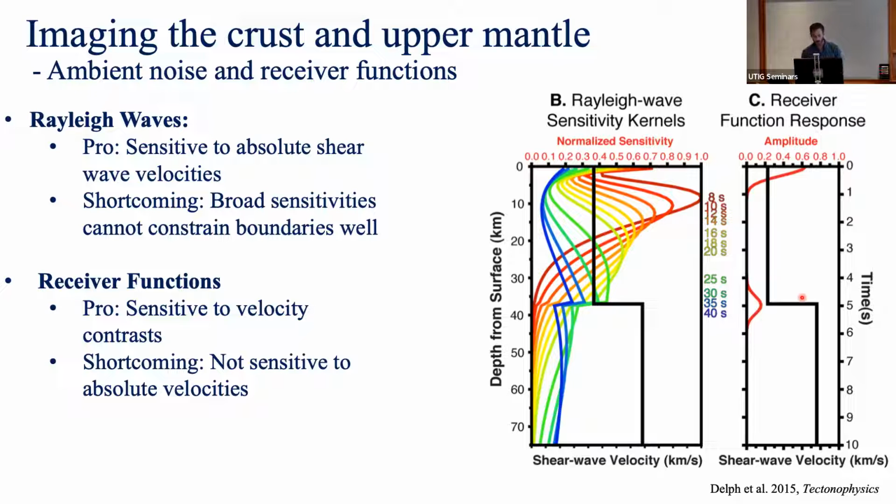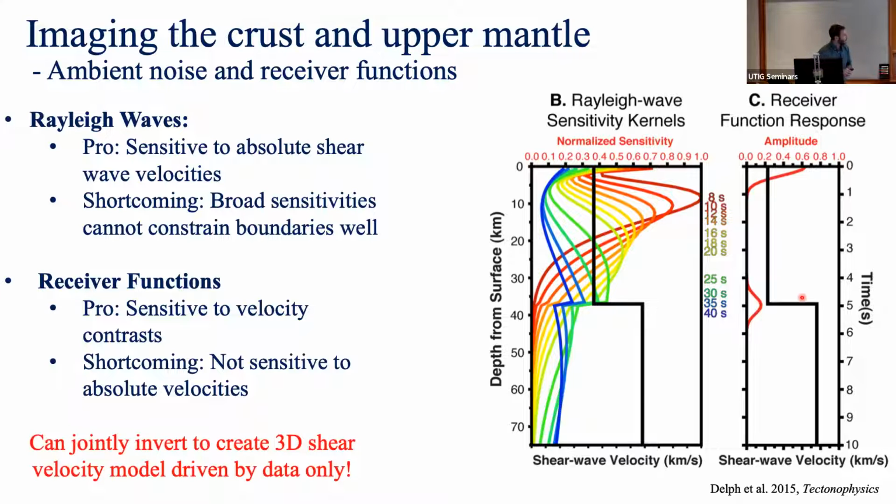So we can use these data sets and join them in an inversion to create a 3D shear wave velocity model that is sensitive to both absolute velocities and depths to discontinuities without having to assume any a priori structure in our starting model. That's really powerful because that's a big shortcoming for a lot of tomographic imaging techniques. Usually you need to use some a priori information to get a realistic recovered structure. Using these two data sets significantly mitigates that issue.